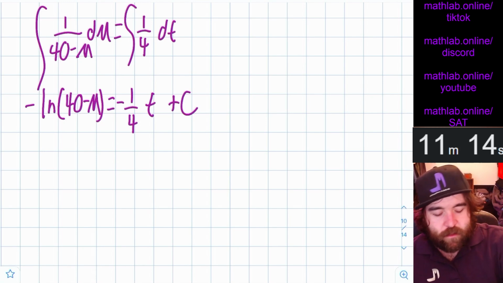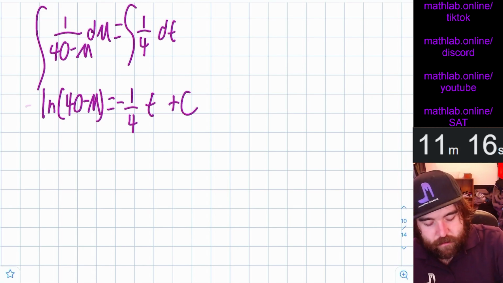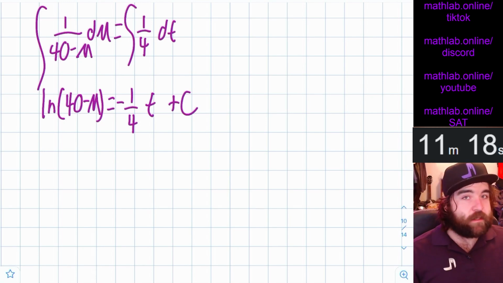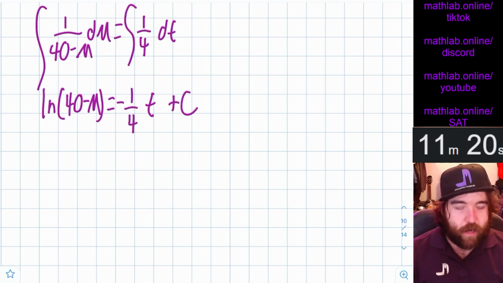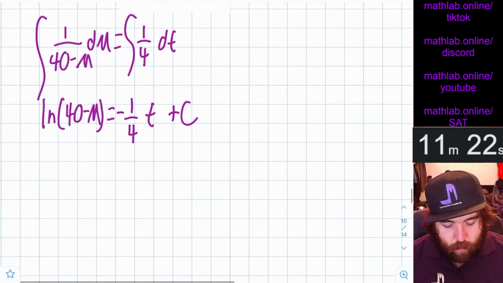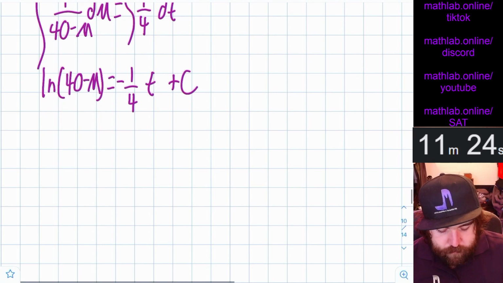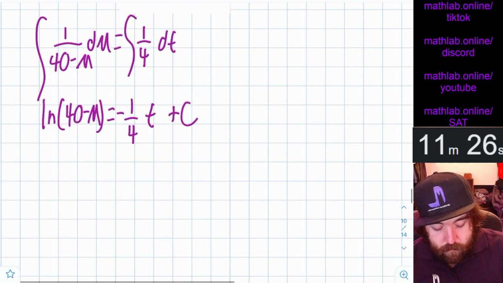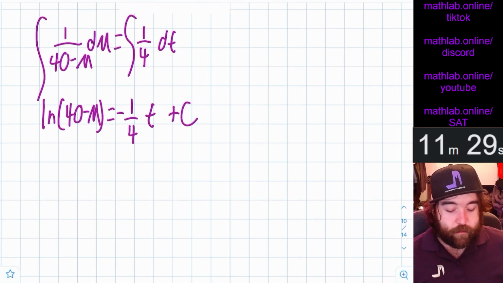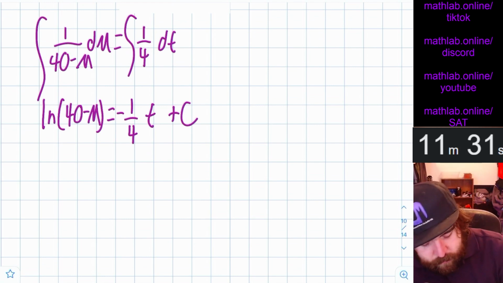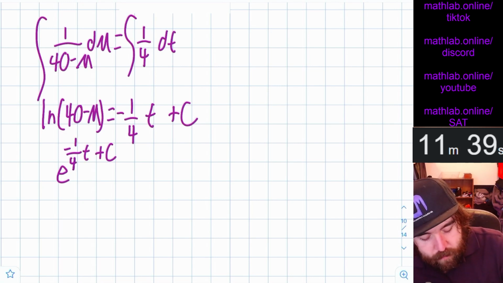So that just means we make that a negative. Because here's what we're going to be doing a lot with this. Negative c is still just a c. So we're not going to change that at all. We're just going to have it be a different c value. And then we're going to get rid of the ln. So we're going to do e to the 1/4 t plus c equals 40 minus m.